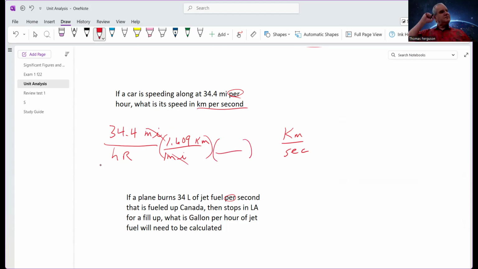Now hours have to cancel. So is it going to be in the top or the bottom? Top. So it cancels. If it's on the bottom, it won't cancel. So let's go hours to minutes, and then minutes to seconds.